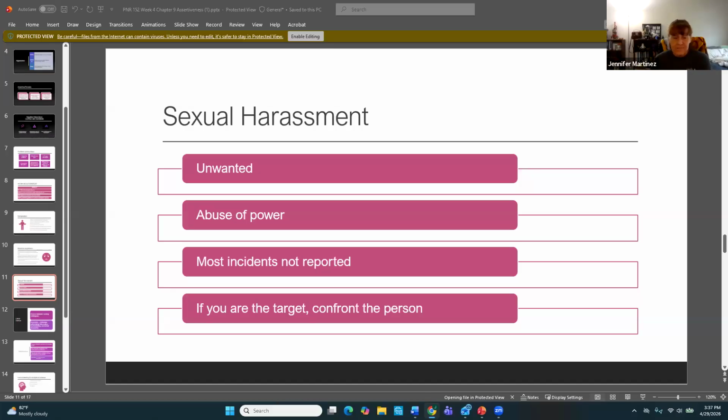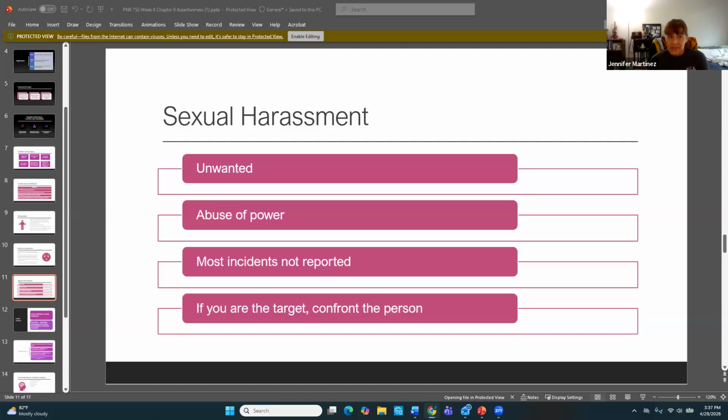Maybe they feel that there may be retribution against them if they report it. But if you feel like somebody is making unwanted sexual advances to you, or you feel like you are being sexually harassed, the first thing you do is confront the person. Like, hey, this behavior is unwanted. It makes me feel uncomfortable, however you want to do it. But that is always the first thing that you want to do.